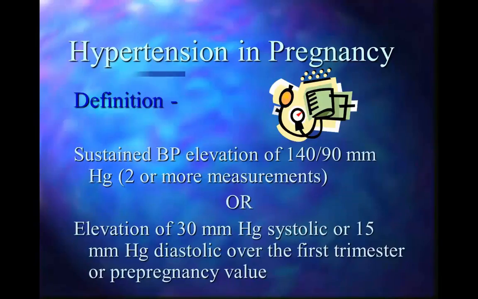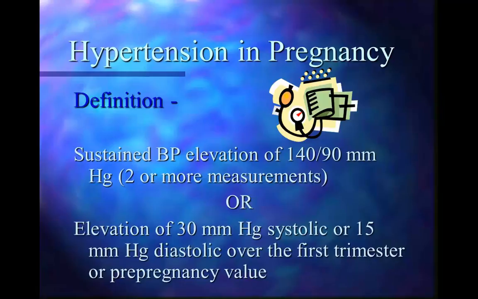The second area of high risk in pregnancy is hypertension. And there's two definitions. Either you have a sustained blood pressure elevation of 140/90 millimeters of mercury, and you need to have that in 2 or more measurements, or you have an elevation of 30 millimeters of mercury systolic or 15 millimeters of mercury diastolic over the first trimester or pre-pregnancy value.